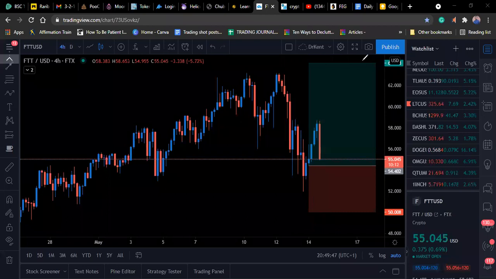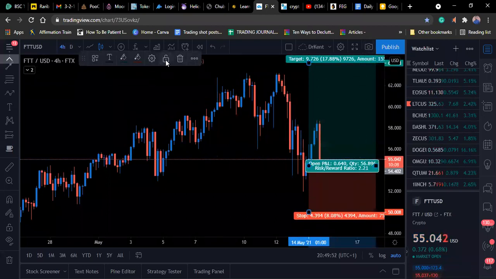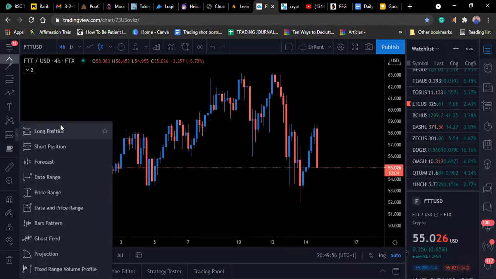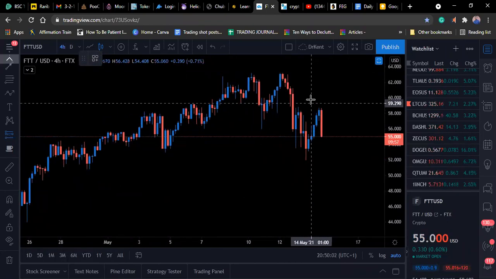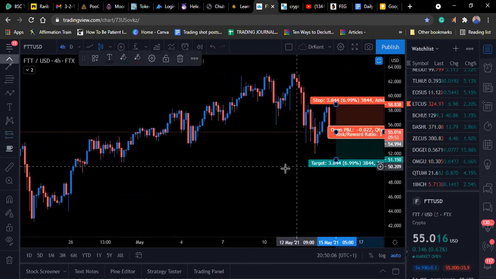To go short means you are doing the opposite of what you just did here, meaning you come here, this is long position, this is short position, pick on the short position. Short means you're betting that the market will go down. So let's say we are betting the market will go down, so we'll put our short position here.